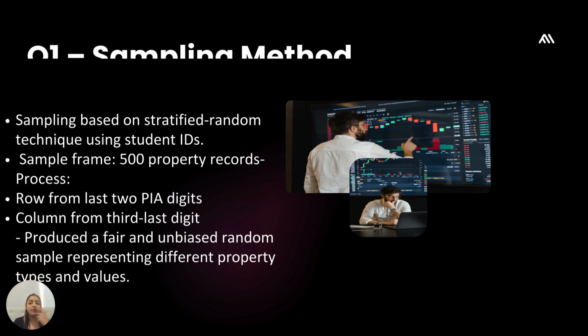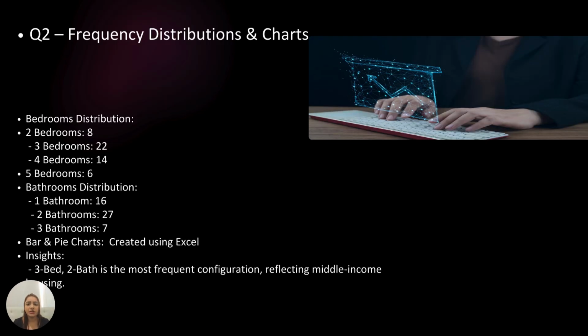In question number one, the sampling method. The sampling method we used was a stratified random sampling technique. This was based on the last three digits of our student IDs. The last two digits gave us the row number, and in the random number table, the third digit from the end gave us the column. This ensured randomness and fairness. In the end, we got a balanced representation of different property types from a pool of 500 simulated records.